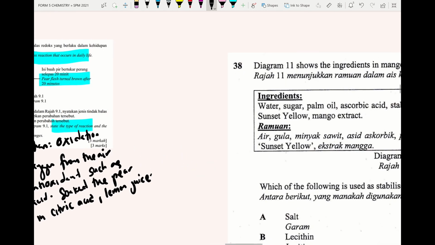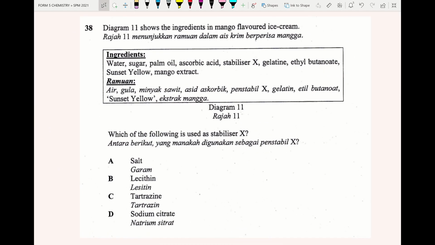So we move on to the next question. Please check the question. Which of the following is used as stabilizer? Please remember stabilizer or emulsifier. Emulsifier helps to mix the layer of water and oil in the food and prevent the separation of oil and water layer from the food. Please remember the answer will be B.